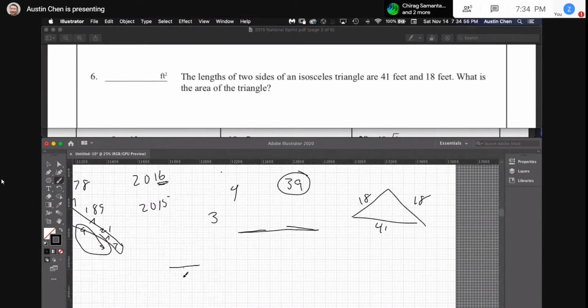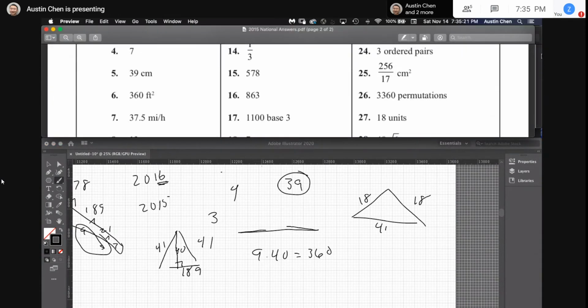Then we can only have a base of 18. That means our sides have to be 41. So we just want to figure out the area of this. So this will be 9, and we have a right triangle here, and this is just a 9, 40, 41 right triangle, right? So then we just do 9 times 40. So that's just 360, and that's your answer.